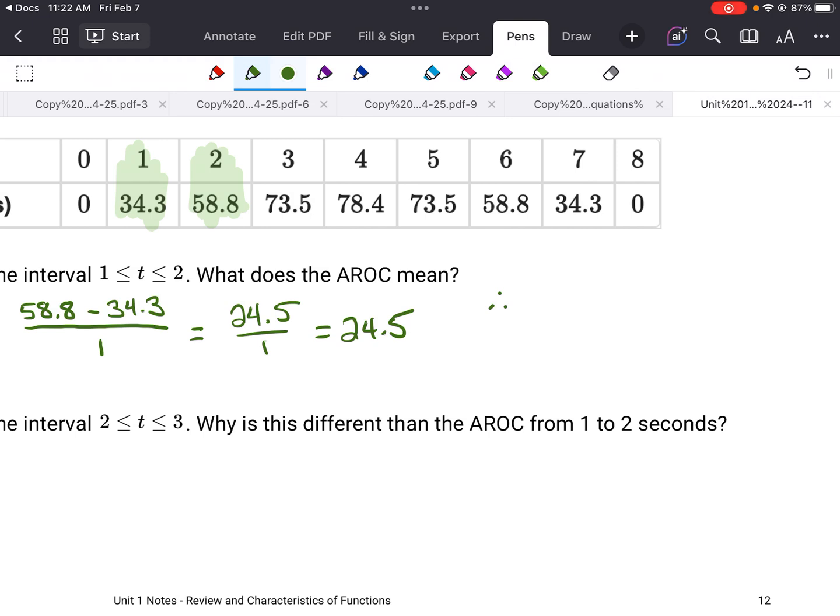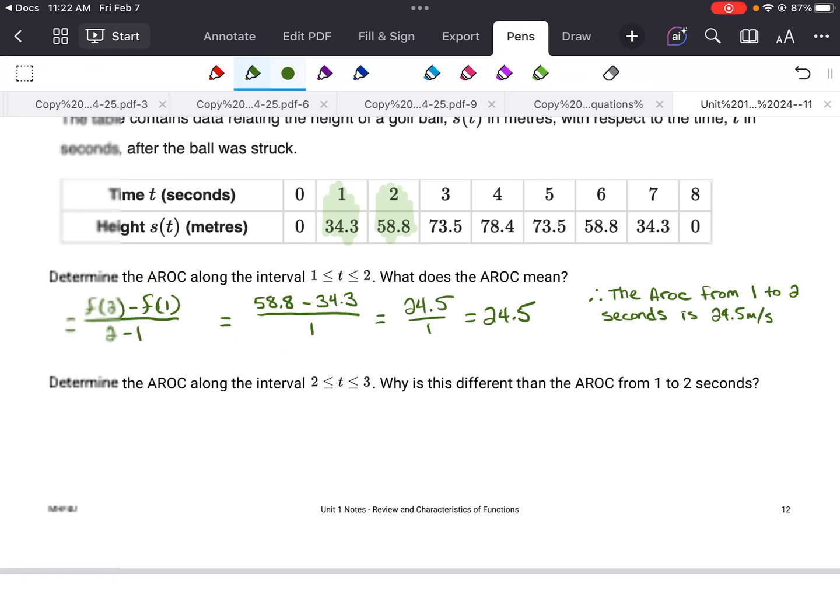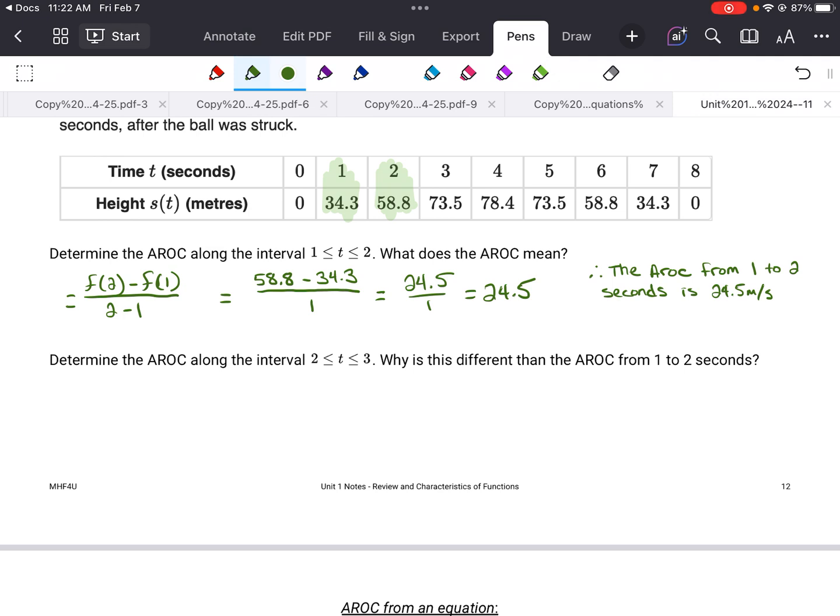So the AROC from 1 to 2 seconds is 24.5 meters per second. And what does the AROC mean? That's what it means. It's changing at a rate of 24.5 meters per second within that 1 second of time.